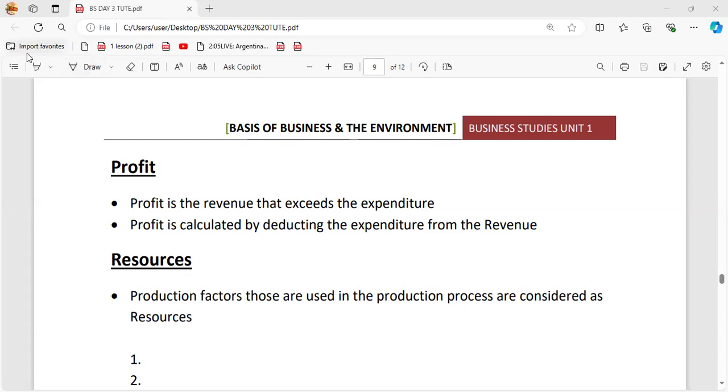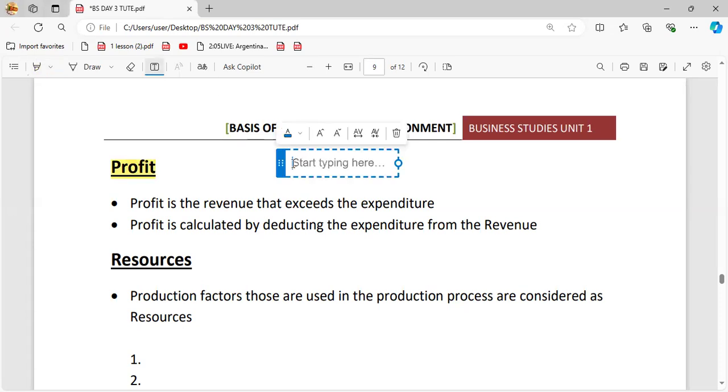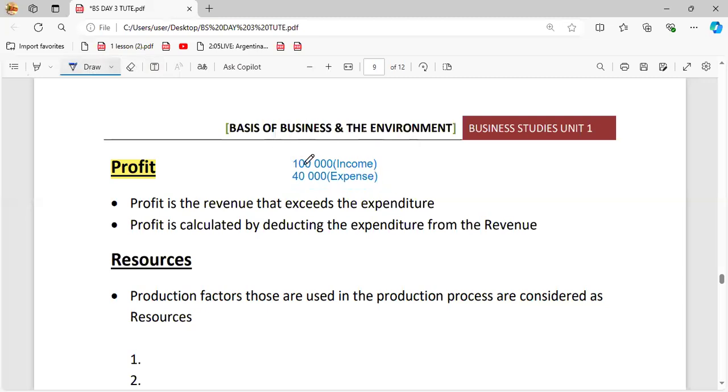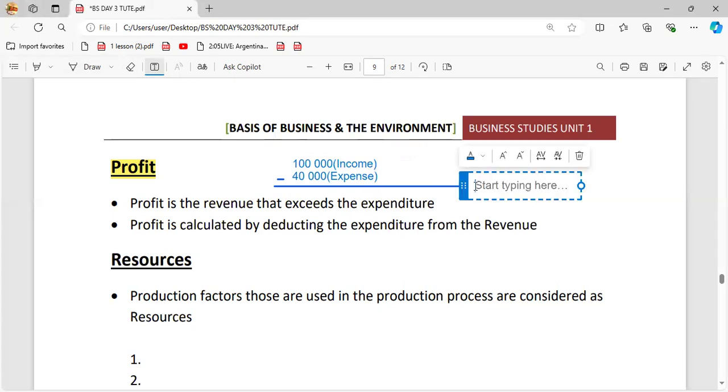The first topic we have to understand today is profit. You all know what profit is. It is really simple. For example, from my classes, if I earn 100,000, that is my income. And if the cost for me is around 40,000, that is an expense. Therefore, what is my profit? If I deduct my expense from my income, the profit would be 60,000.